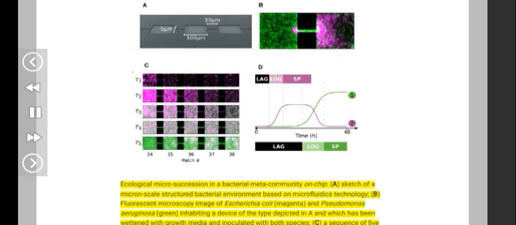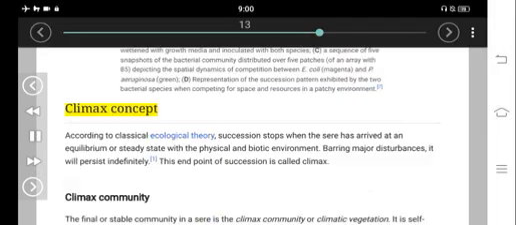C. A sequence of 5 snapshots of the bacterial community distributed over 5 patches, of an array with 85, depicting the spatial dynamics of competition between E. coli, magenta, and P. aeruginosa, green. D. Representation of the succession pattern exhibited by the 2 bacterial species when competing for space and resources in a patchy environment.